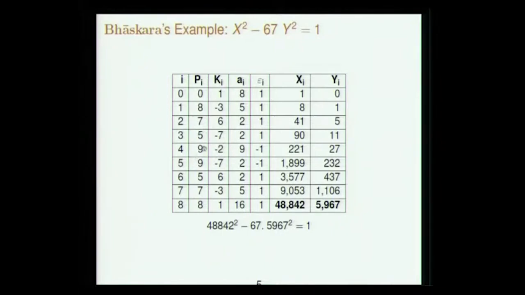So, to 5 you have to add a p_{i+1} such that the sum is divisible by 7. Possibilities are 2, 9 and 16. Amongst them, 9 has the square closest to 67. So you put 9, then 9 squared minus 67 divided by minus 7 is minus 2. So you have reached the kshepa of minus 2, and you can do bhavana. At this point, 221 squared minus 67 into 27 squared is minus 2. You do the bhavana with 221 and 27, and you obtain the final solution: 48842 squared minus 67 into 5967 squared is equal to 1.